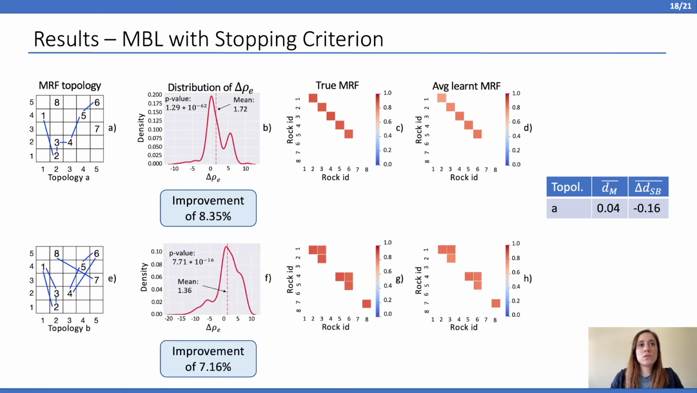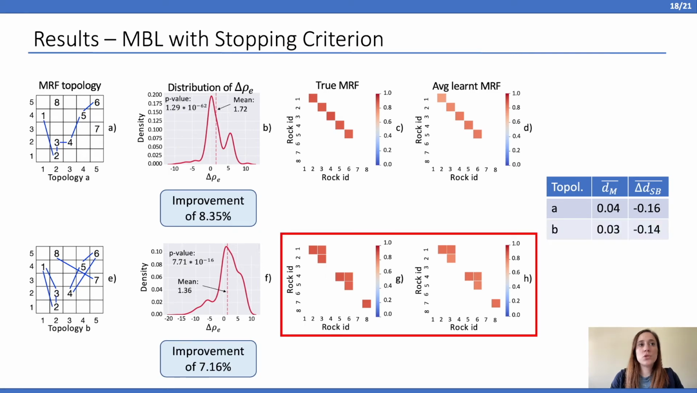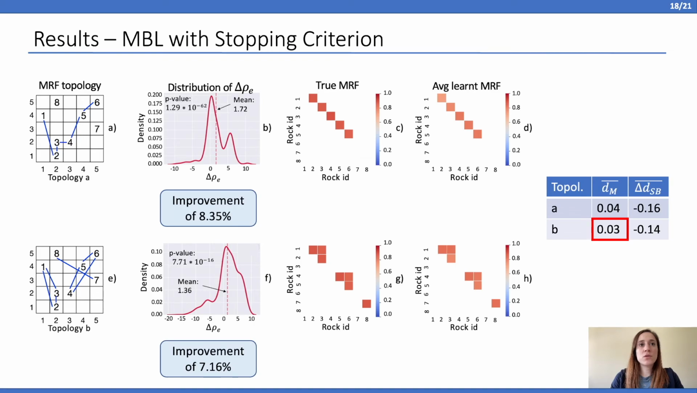We repeat the test on the second MRF topology in figure E, obtaining similar results. In this case, the difference in discounted return, figure F, is 1.36. That corresponds to an improvement of 7.16%. In figures G and H, we see the high similarity between the true and the learned MRF respectively. The quality of the learned MRF is again confirmed by the value of the MRF distance in the table, which is 0.03. And we obtain again a significant decrease in terms of average belief state distance with a value of -0.14.